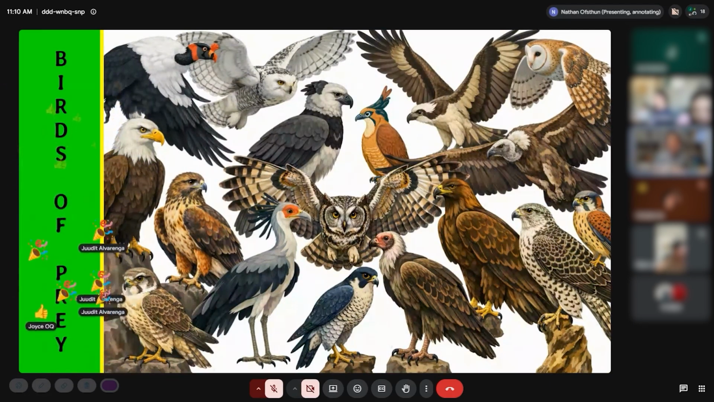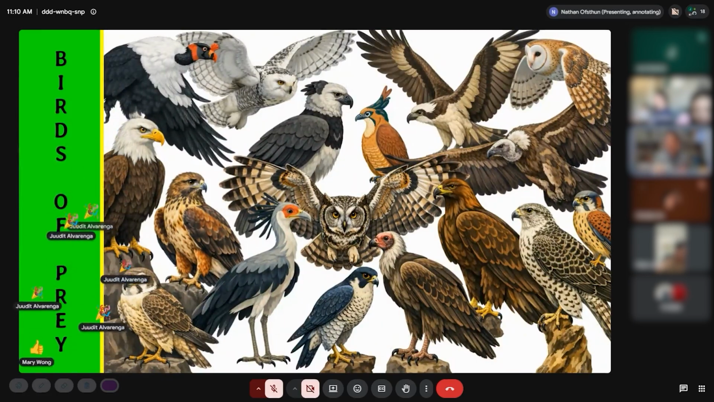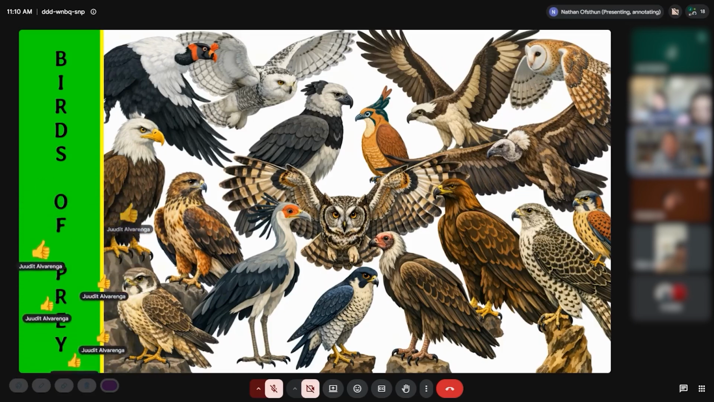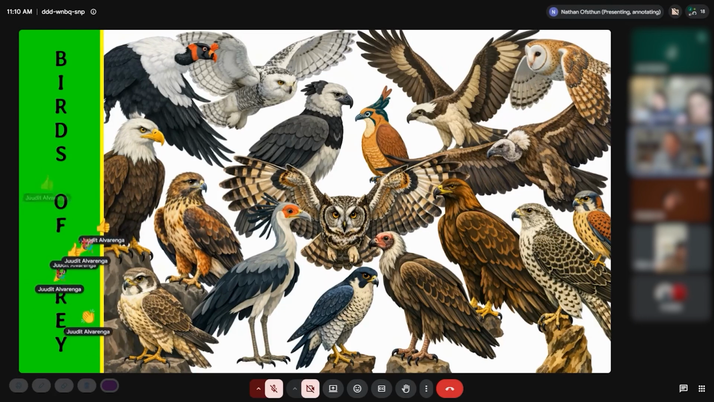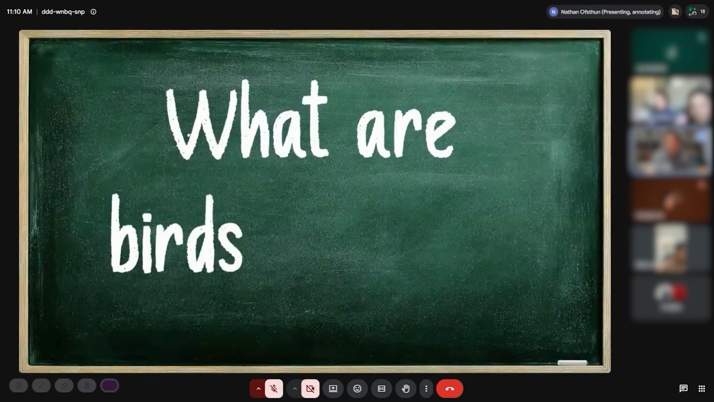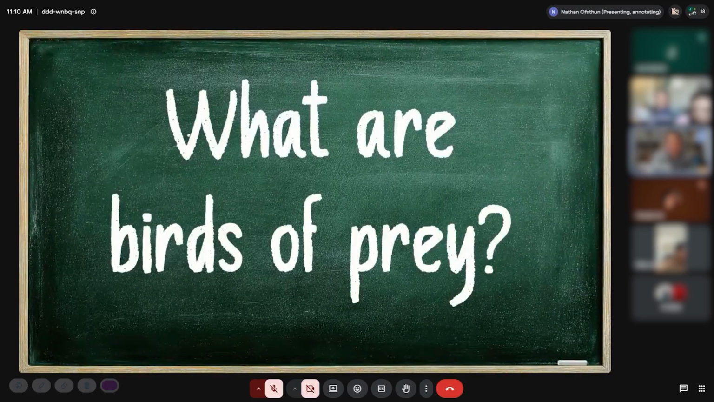Well, birds of prey is a collective name for a group of birds. So if you look at the screen, here's just a few examples. They include not just the owls, they include eagles, they include vultures, they include falcons, they include some things you know about, some birds you've never heard of before, but collectively they're referred to as birds of prey. And so we're just going to go ahead and quickly define what are birds of prey. What makes the birds we just saw on that screen, including owls, what makes them birds of prey?